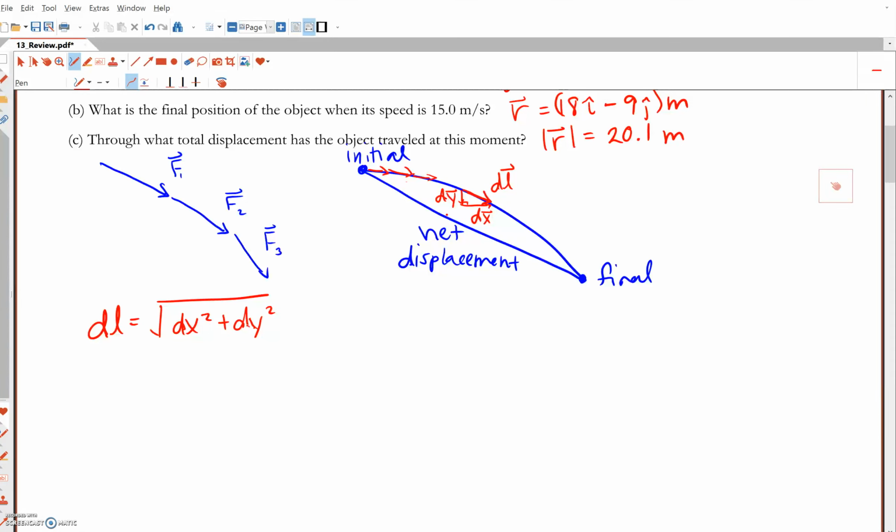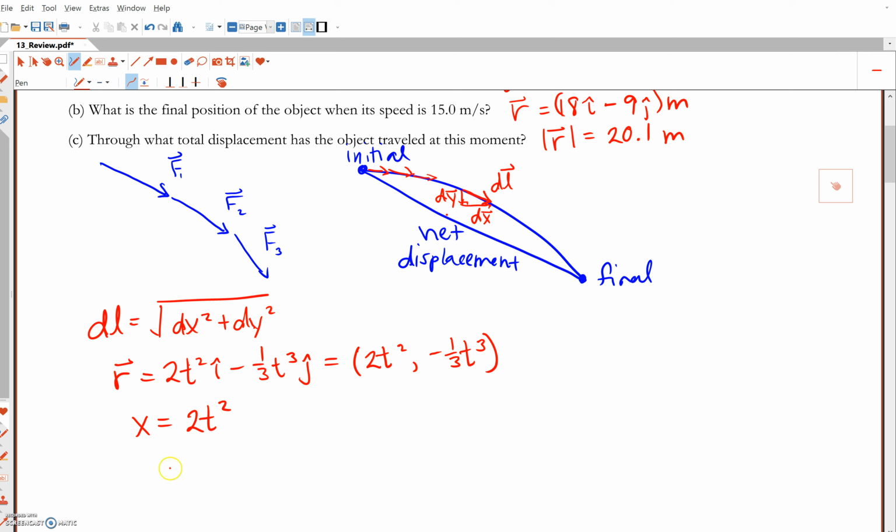I found earlier that my position vector r is equal to 2t squared in the x direction minus 1/3 t cubed in the j direction, or if you prefer the notation, 2t squared comma negative 1/3 t cubed, right? So here's my x position, here's my y position, both as functions of time. Then I can say the x position is 2t squared, so dx is equal to 4t dt, whereas y is equal to negative 1/3 t cubed, and dy is equal to negative t squared dt, taking the derivative.